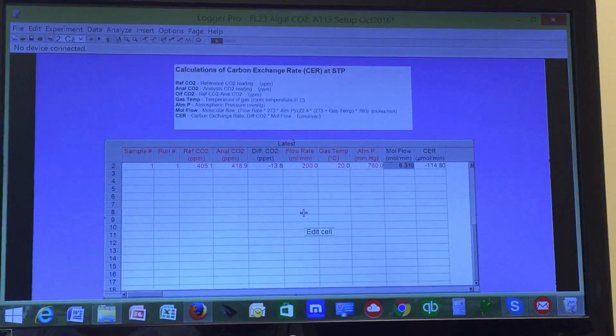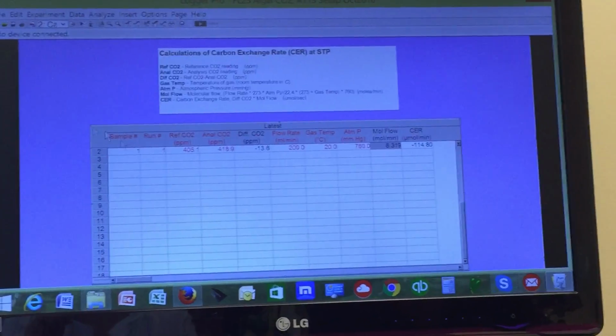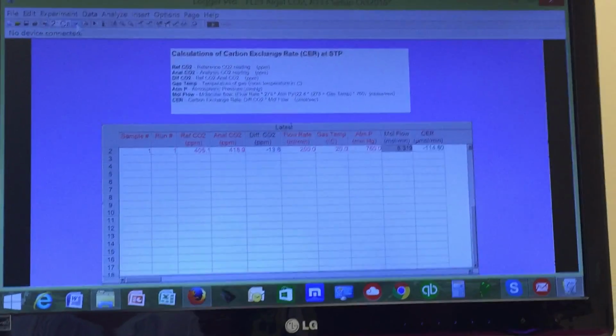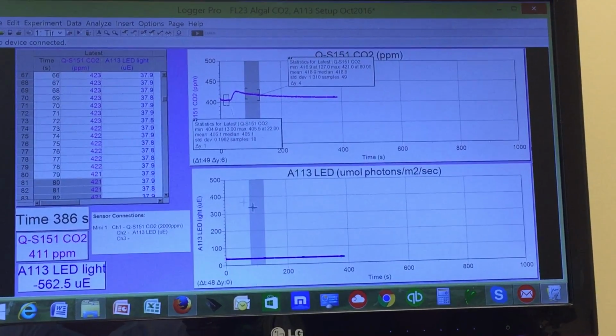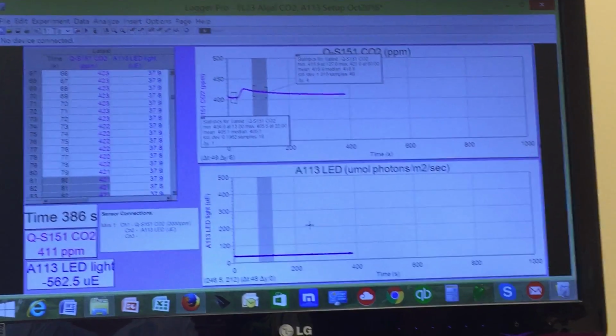So that's basically how the software works. It's all set up for you. You have a calculation page where you enter some numbers to get your final carbon exchange rate, and the first page where all the data is being collected.